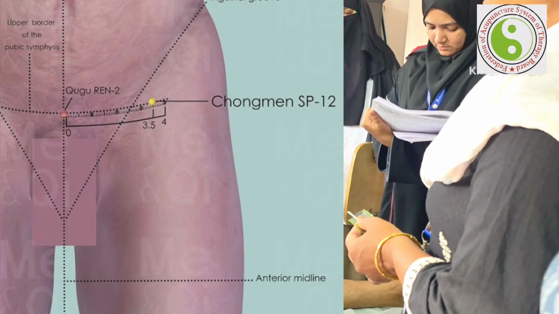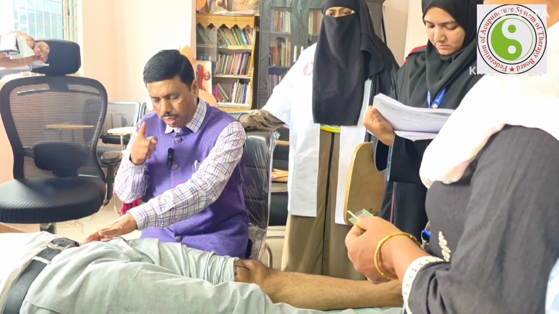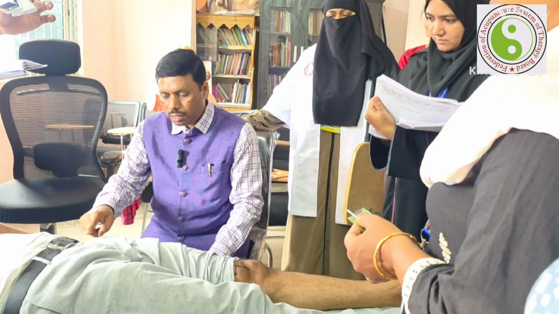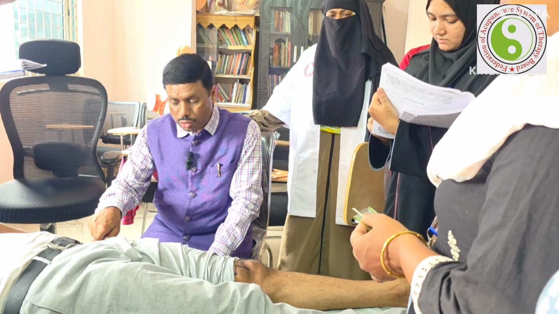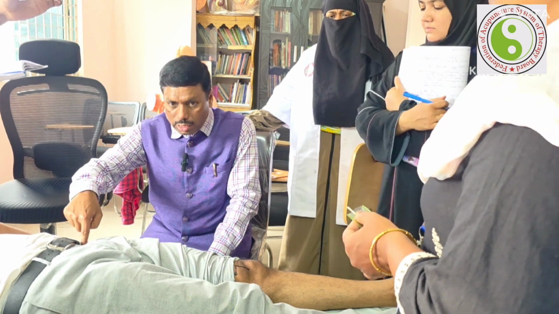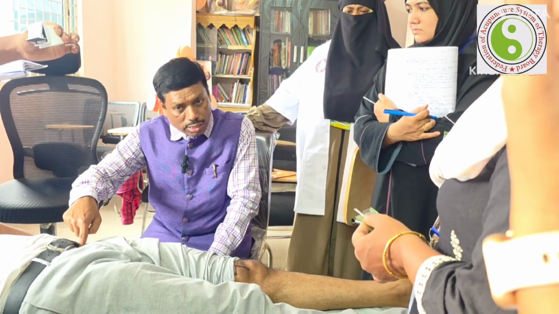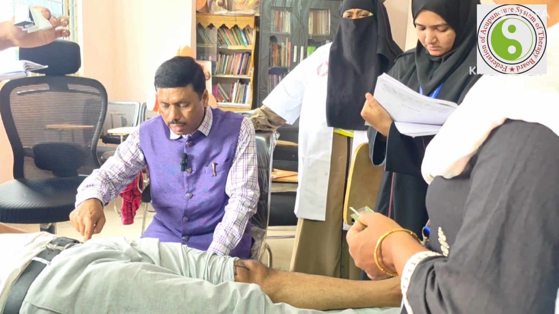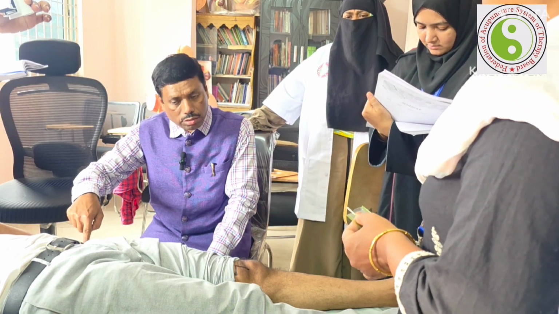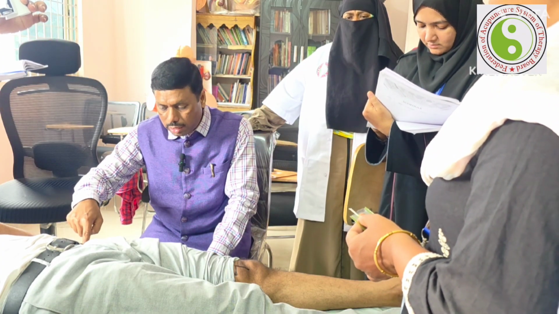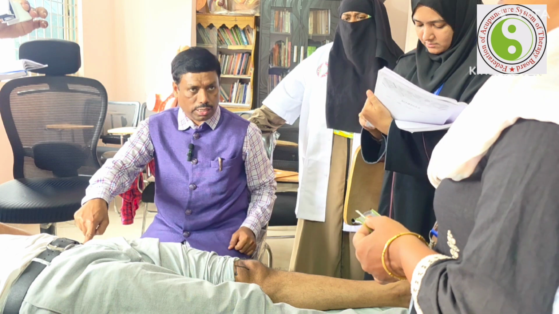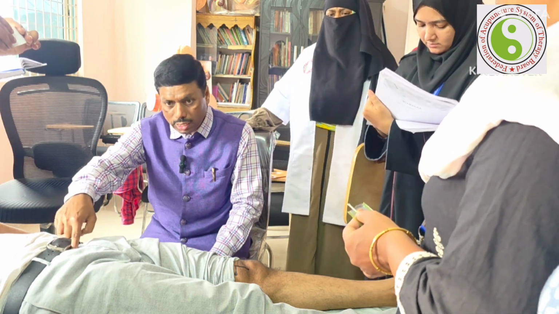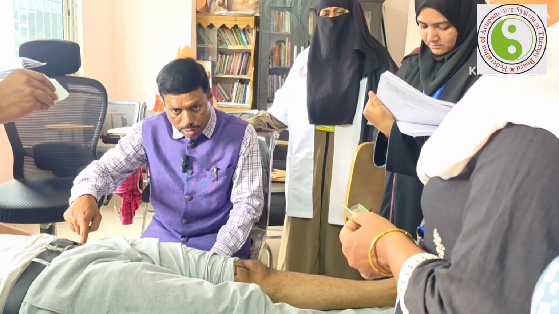Spleen 12. Then Spleen 12, then Spleen 13, the point is located here. Where the Spleen 12 point is located, this region is the femoral artery, this region is the femoral vein, and here is the femoral nerve. So remember, I'll repeat once again. From here 3.5 Chun, you just come down.